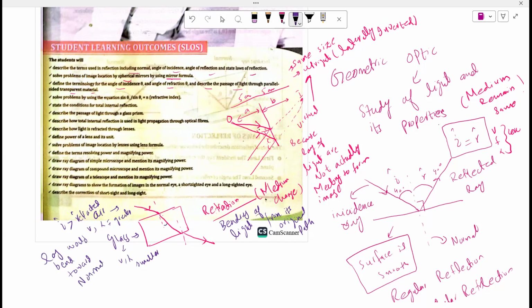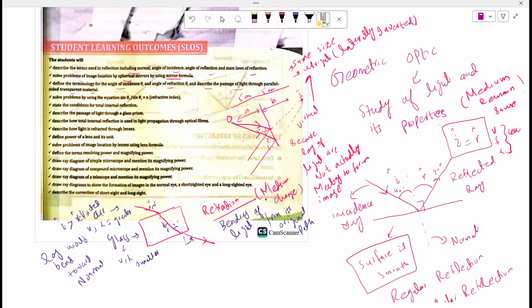Towards normal means it would make a smaller angle, and away from normal, it would go. Since it's entering from glass to air now, again the opposite thing would happen. The only thing we need to keep in mind is that the incident ray and the refracted ray would always be parallel to each other. Okay? So this is the incident angle, this is the refracted angle, towards normal, away from normal.